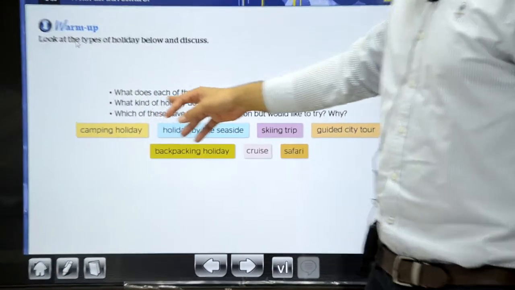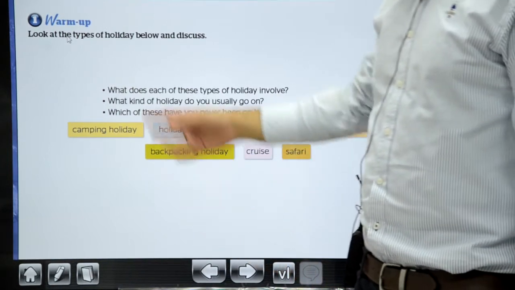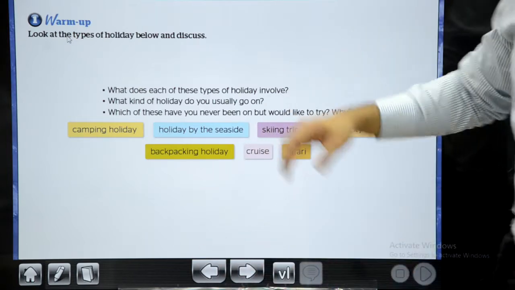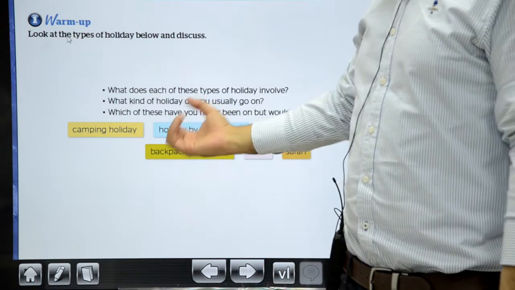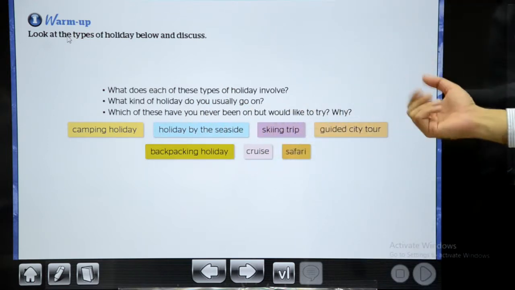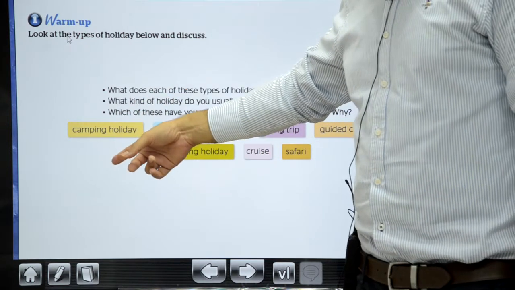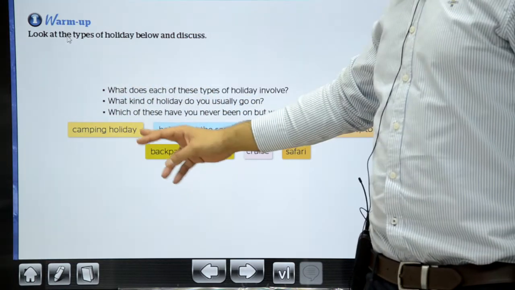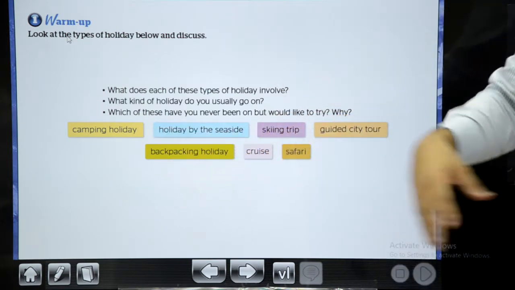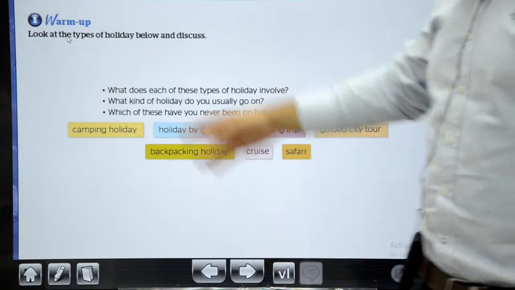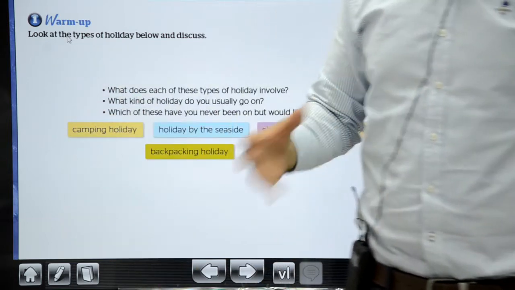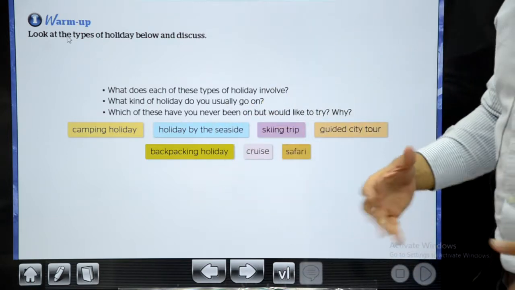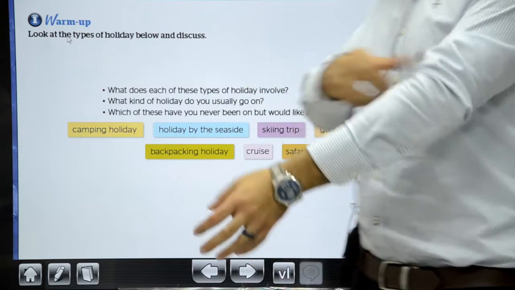Number 1, what does each of these types of holiday involve? So we have different types of holidays here, gentlemen, in these colorful boxes. So camping holiday, this is a kind of holiday. Holiday by the seaside, skiing trip, guided city tour, backpacking holiday, cruise, safari, all of them are different types of holidays. Camping, right? Staying in a tent, having barbecue, maybe having time with your family in a place. So this is what we call camping.